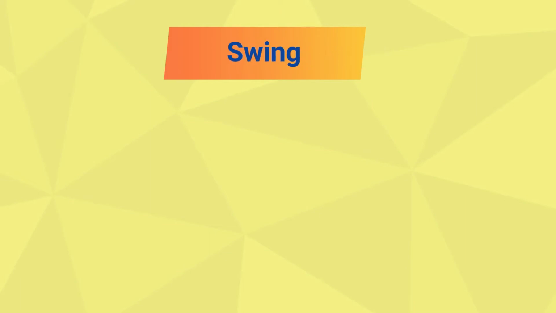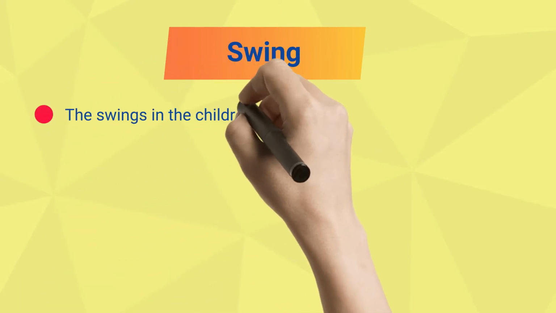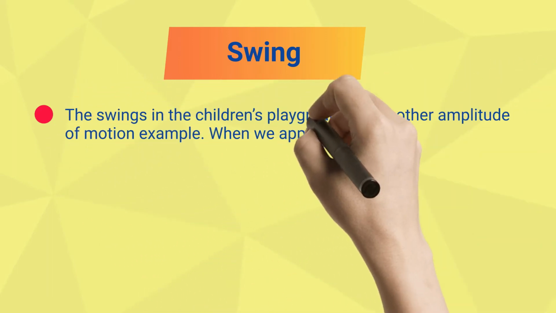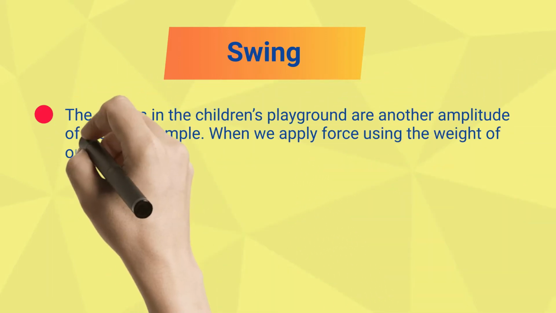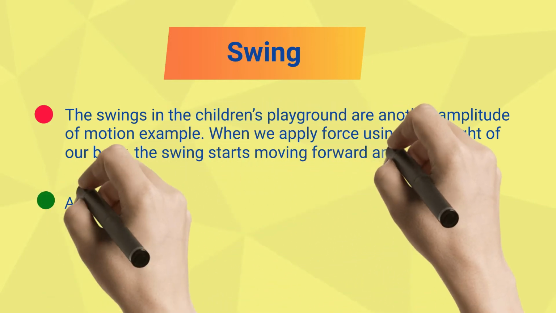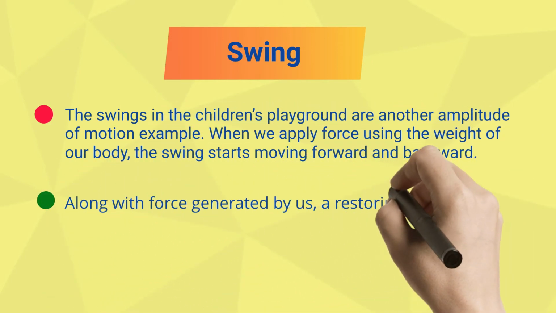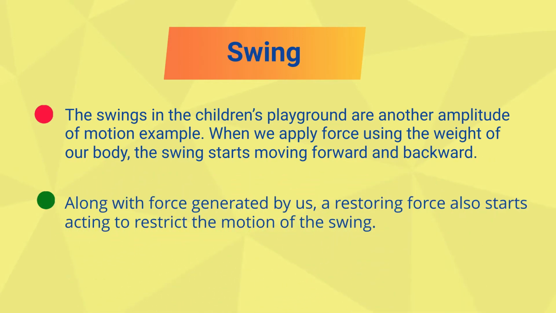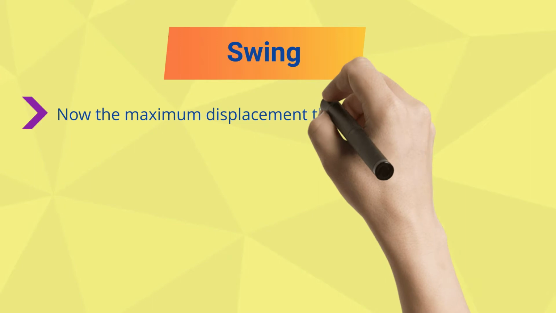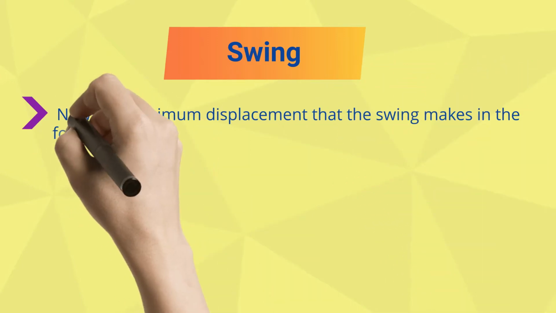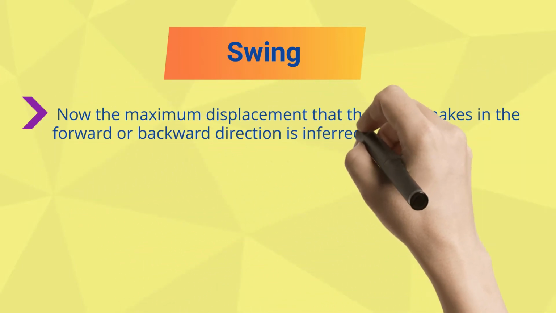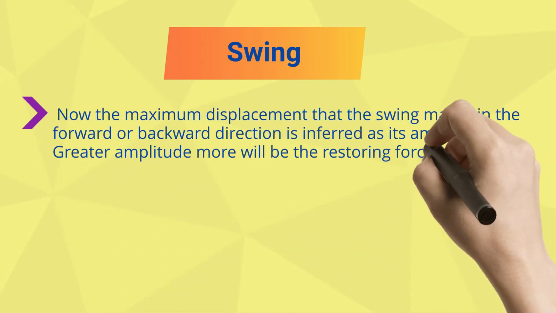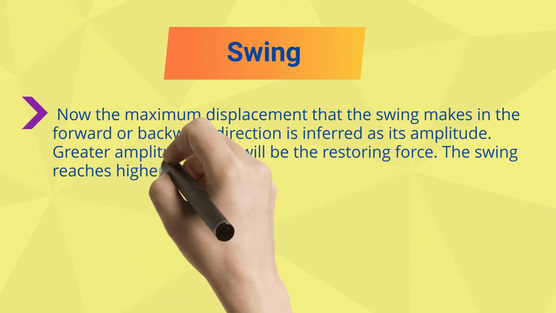Swing. The swings in the children's playground are another amplitude of motion example. When we apply force using the weight of our body, the swing starts moving forward and backward. Along with the force generated by us, a restoring force also starts acting to restrict the motion of the swing. Now the maximum displacement that the swing makes in the forward or backward direction is inferred as its amplitude. The greater the amplitude, the more the restoring force. The swing reaches higher when its amplitude is greater.